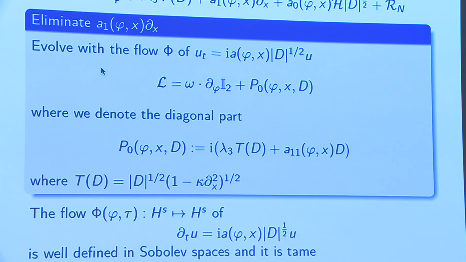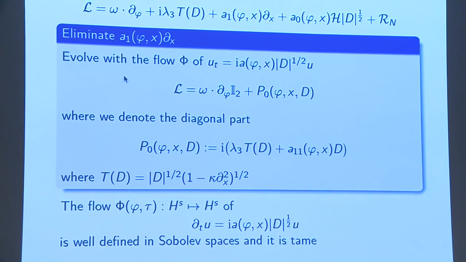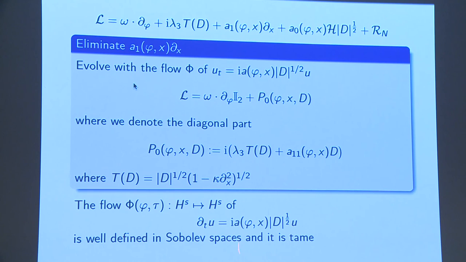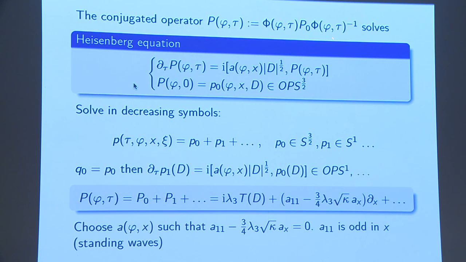In order to do this, we conjugate with the flow produced by a pseudo-PDE like this one. And the flow of a pseudo-PDE like this one, with A real valued, is well posed from H^s into H^s, it is nice, it is tame. And then by conjugation, the conjugated operator we wanted to analyze satisfies this Heisenberg equation. This is essentially the Lie method. And then this equation can be solved into decreasing symbols, thanks to the fact that the commutator gains one derivative. Because of this, one can solve this equation and find the conjugated operator in decreasing symbols.